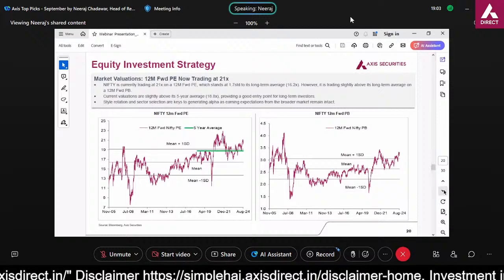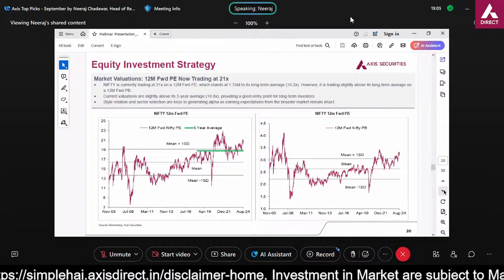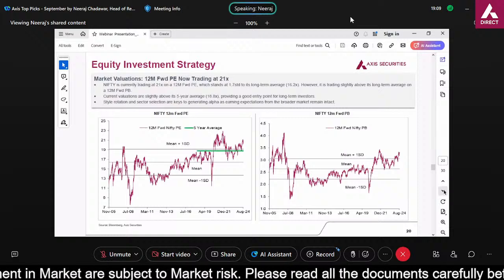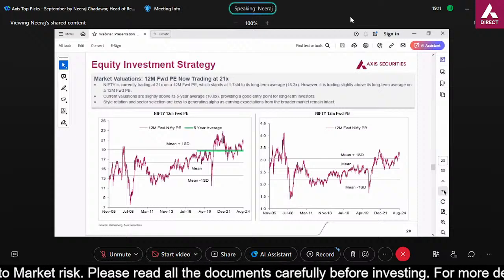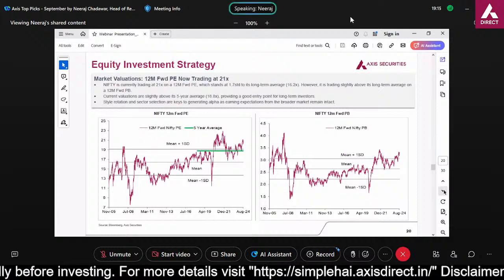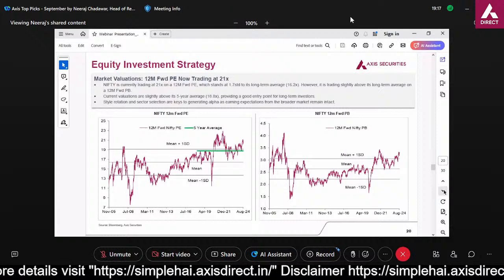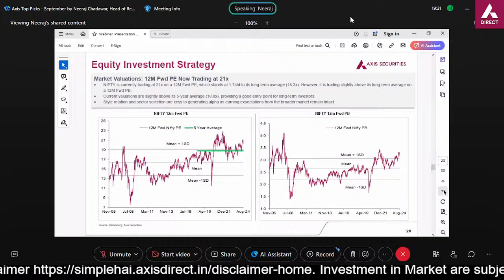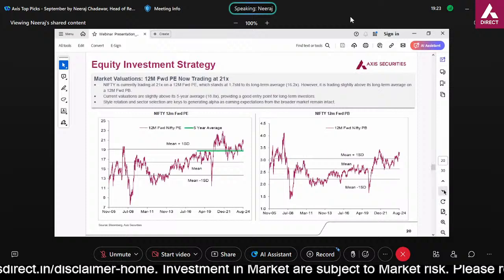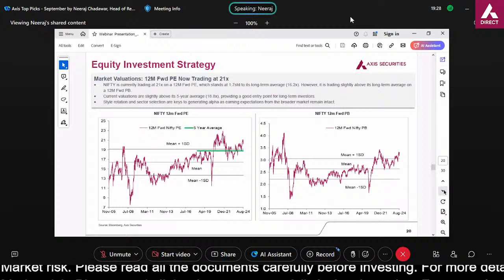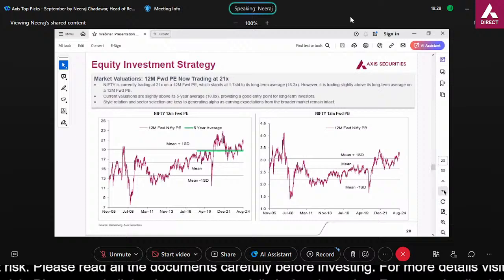Currently we are trading at 21x, and the long-term average is almost around 16.2. We are trading at 1.7 standard deviations above the long-term average. So current valuations are slightly above the long-term average, and we believe that at this juncture re-rating opportunities are very limited. The market is more driven by earnings growth rather than multiple expansion.